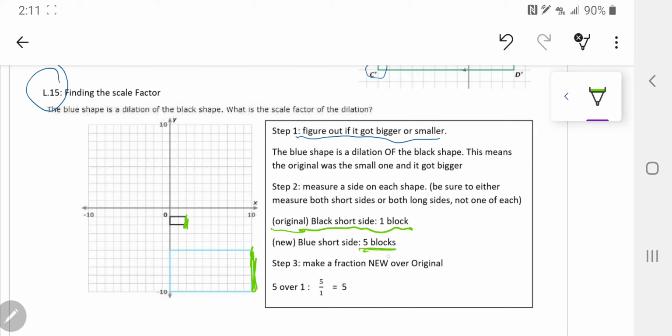So you're going to make a fraction. Your new one always goes on top of your old one. So 5 over 1, which is 5. Okay, now remember, if it's going to get smaller, so if it said that the blue one was the original one, and so that would mean that the old one was 5, your fraction would be upside down and it would be 1/5. That does happen. Okay, so that's why step 1 is so important, if it got bigger or smaller.